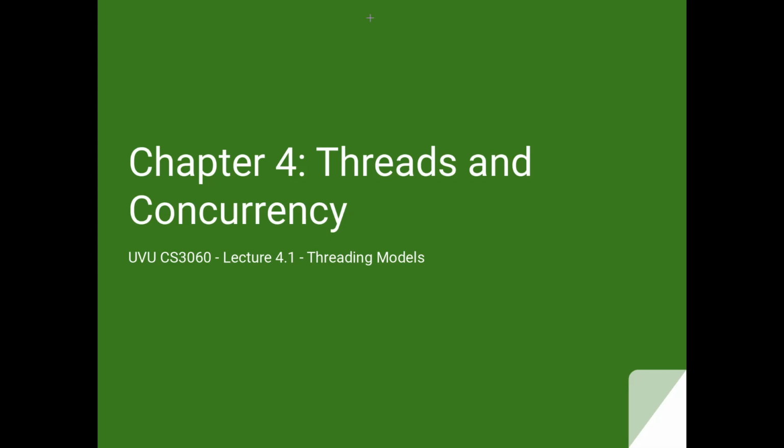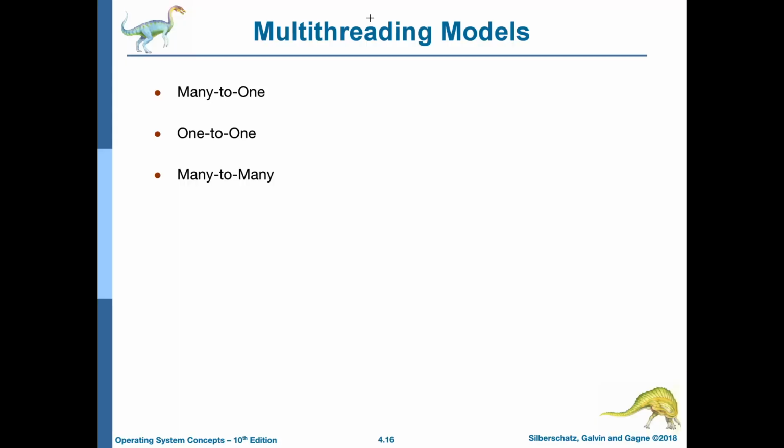Welcome to UVU CS3060 Lecture 4.1, where we discuss various threading models that exist within user and kernel threads. There are three threading models that we're going to talk about today. We're going to talk about the many-to-one model, the one-to-one, and many-to-many model.